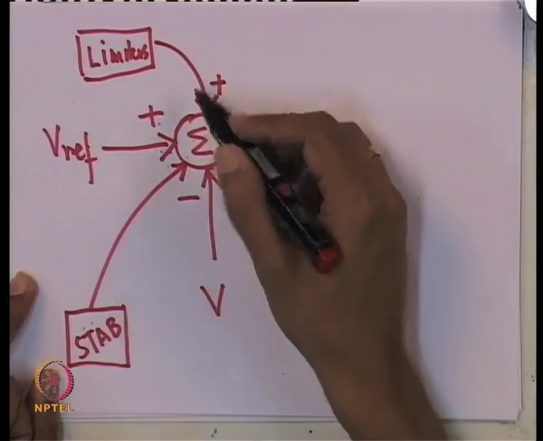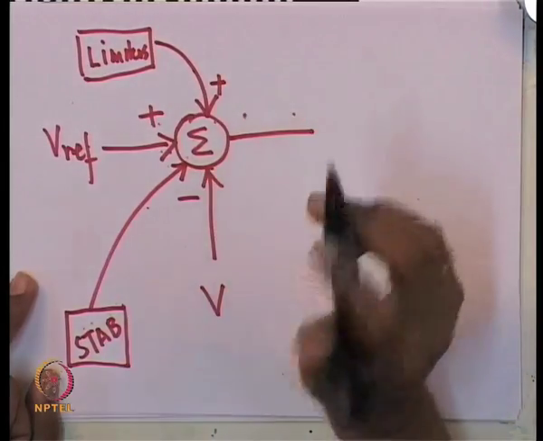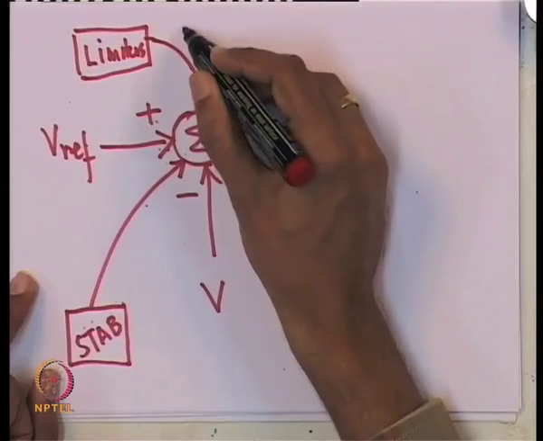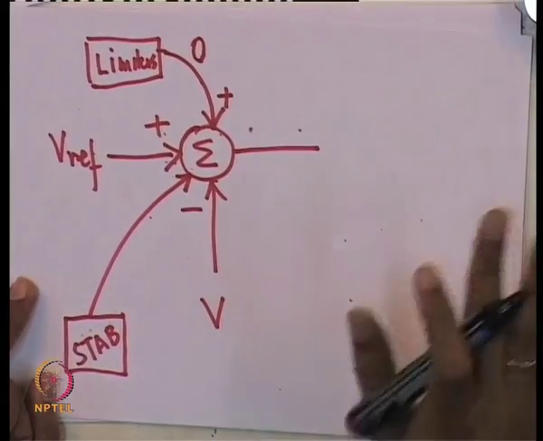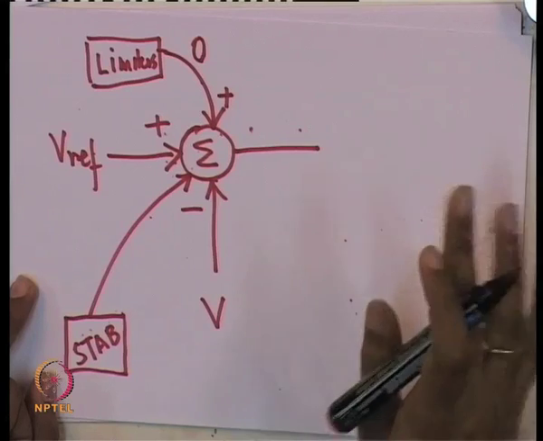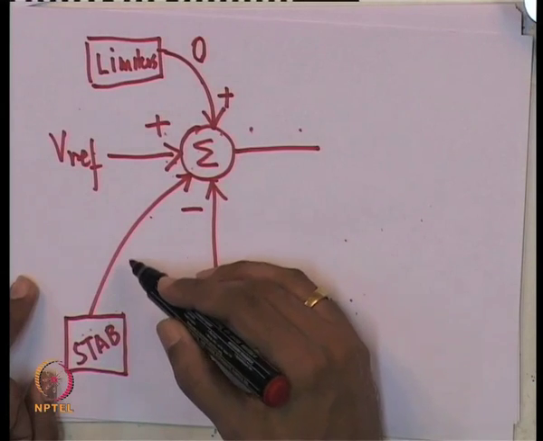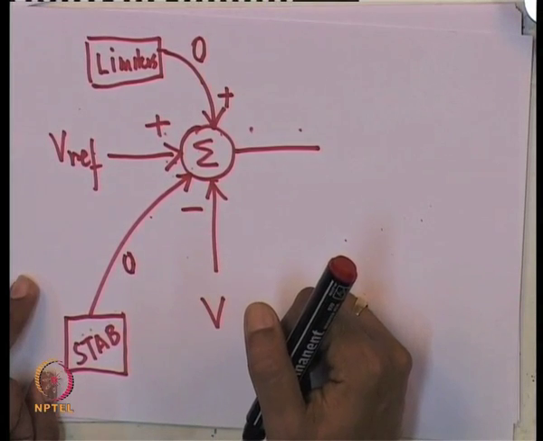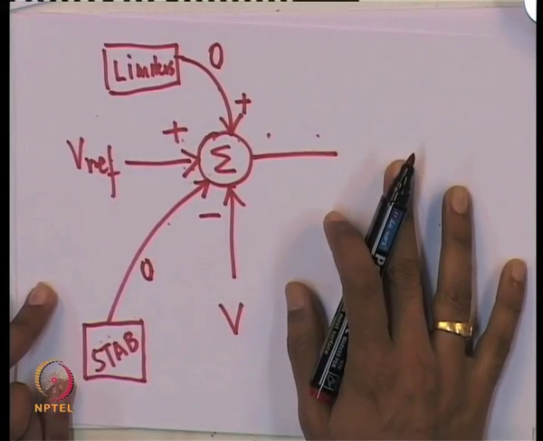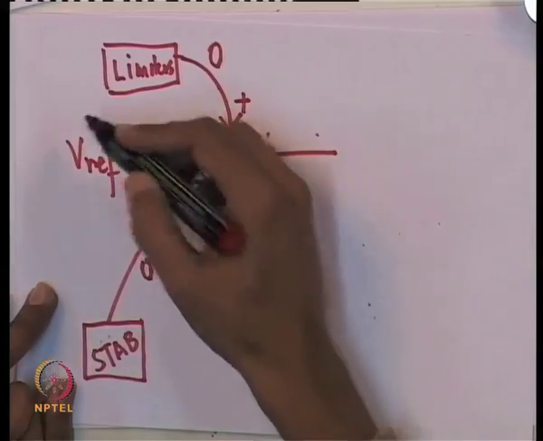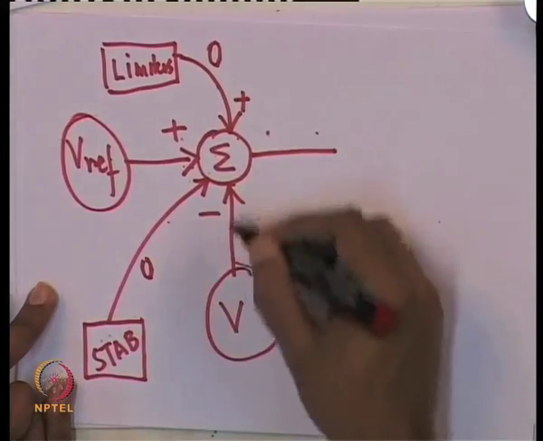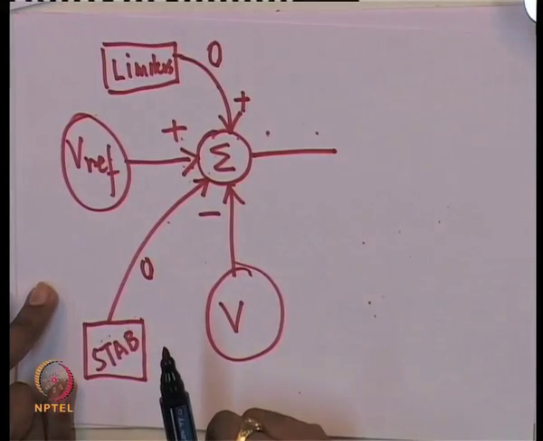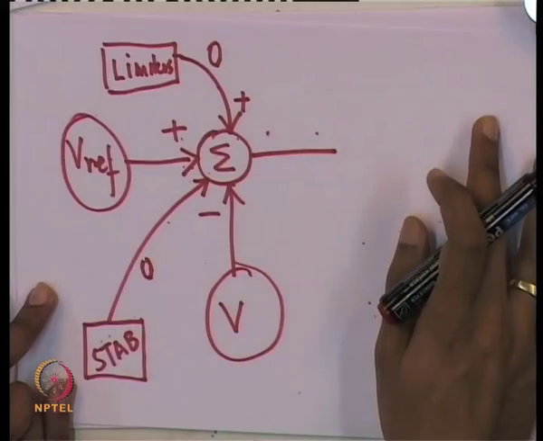Now, one of the important things about limiters and stabilizers, which you should be very clear about, is that limiters normally give 0 output if the machine has not hit any limit. Okay? Similarly, a stabilizer gives 0 output when the machine is in steady state. Okay? So, the overall regulation function of this voltage regulator eventually boils down to this and this. The summing point in this regulation function boils down to taking the difference between Vref and V. Okay, in steady state if no limit is violated.